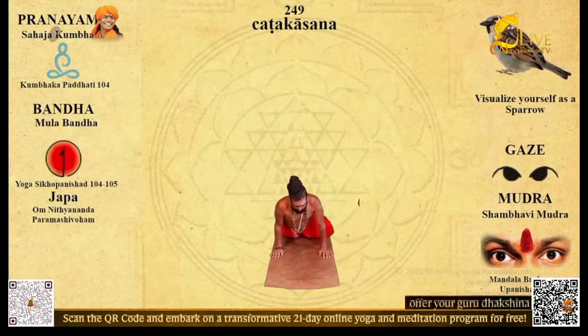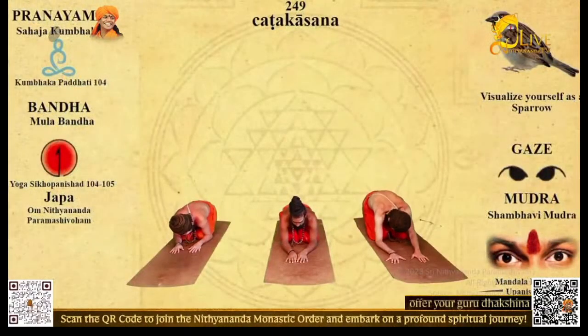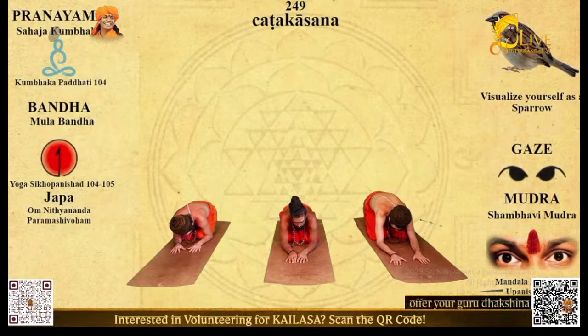Next up is Chatakasana. As you sit in a kneeling posture, lean forward, place your navel on the knees and your forearms flat on the ground in front of you. Visualize yourself as a sparrow as you perform the Mula Bandha.